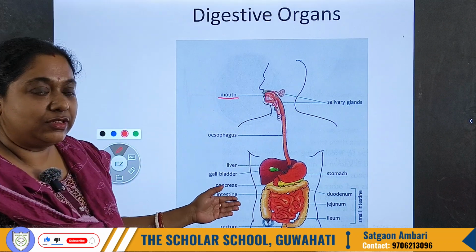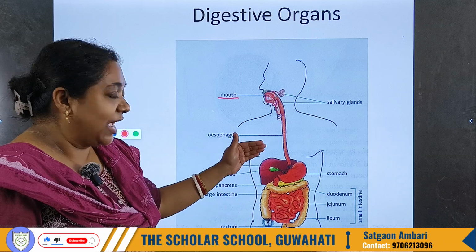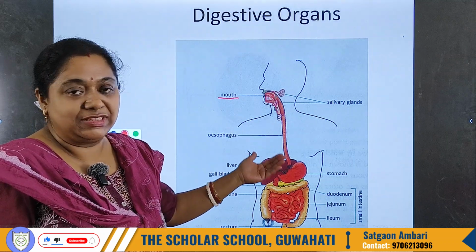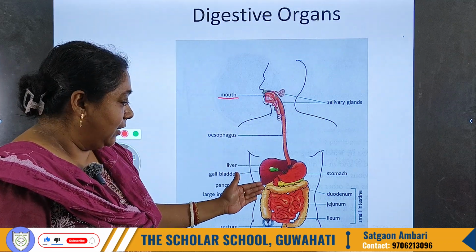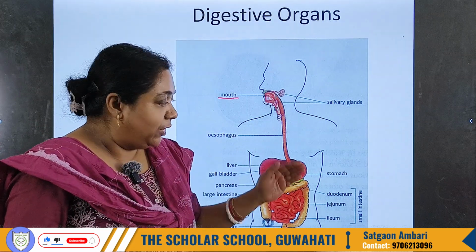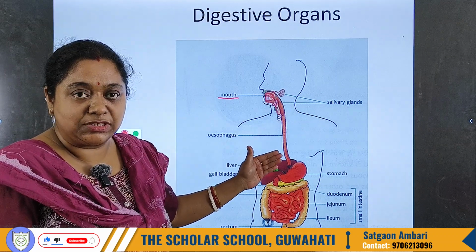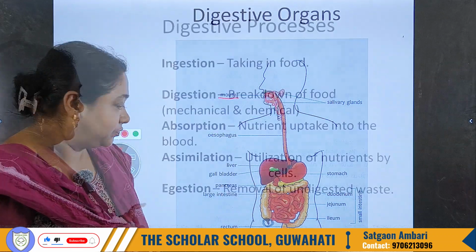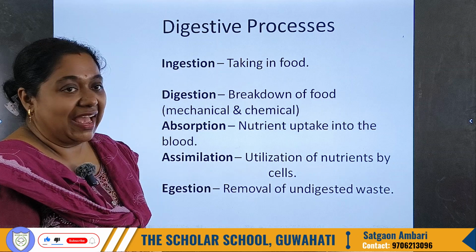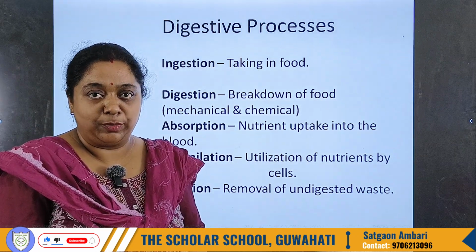You can see, dear students, there are different organs present here which have their own function to digest the food. The function of each and every organ will be explained later on. Just have a look at the structure of the digestive system present in the diagram. Now, let's have a look at the process of digestion in human beings.